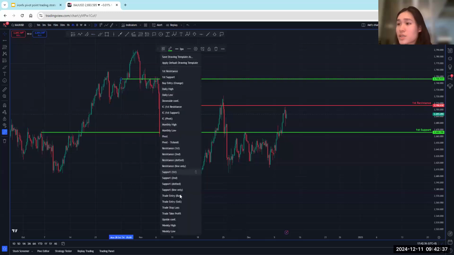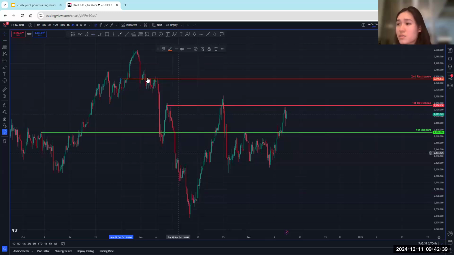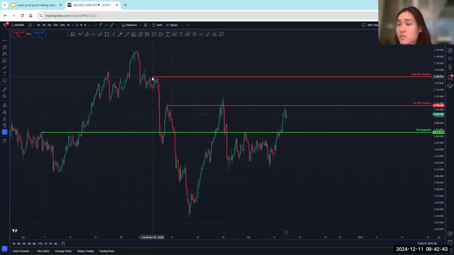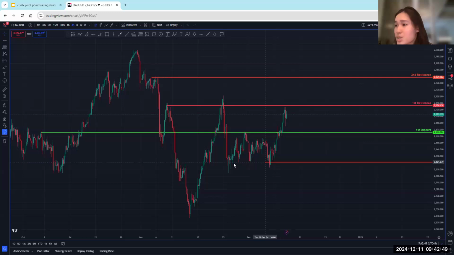My second resistance. And my second support maybe just down here.